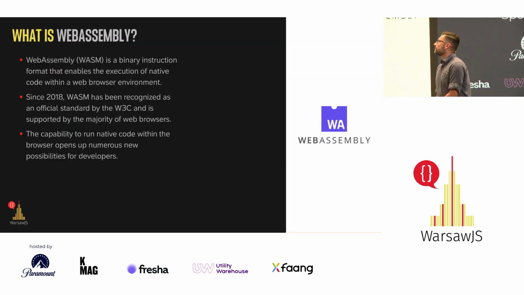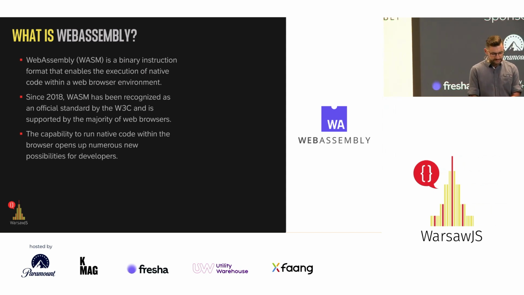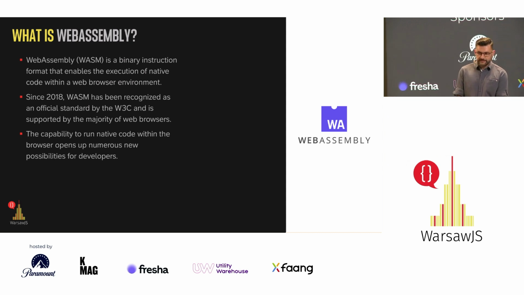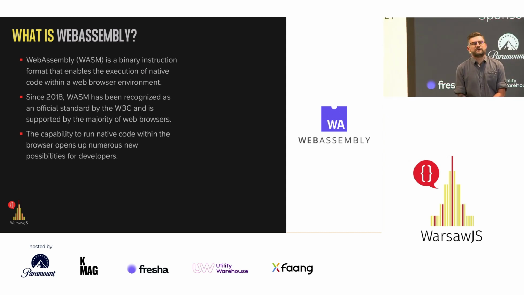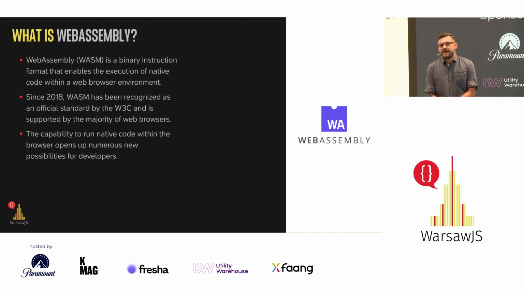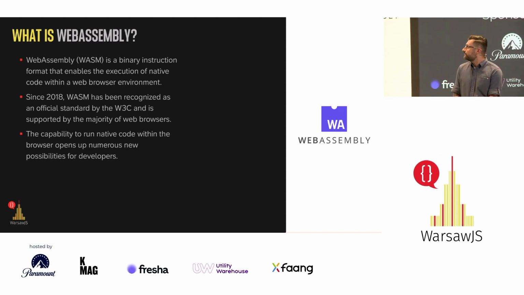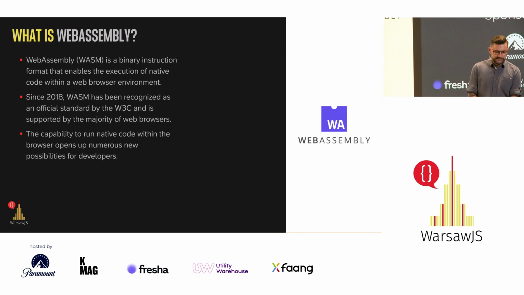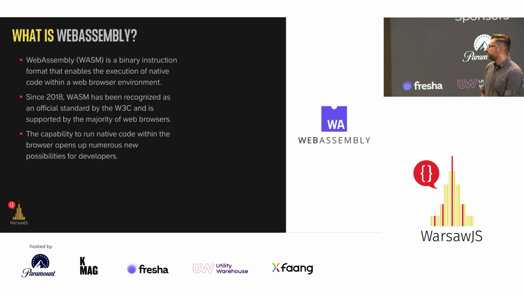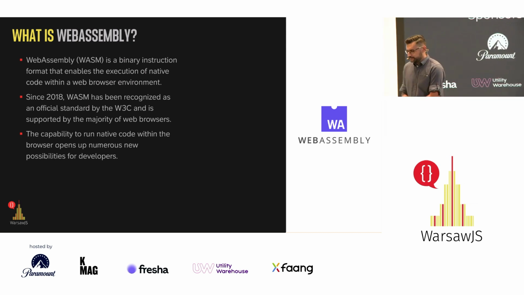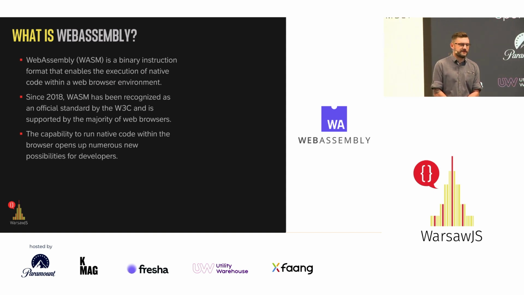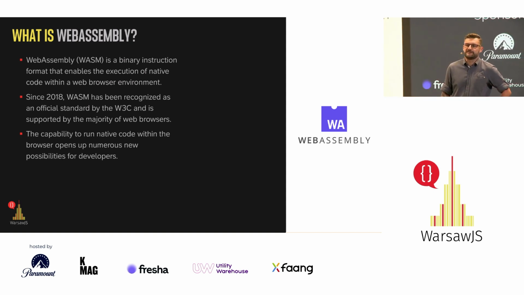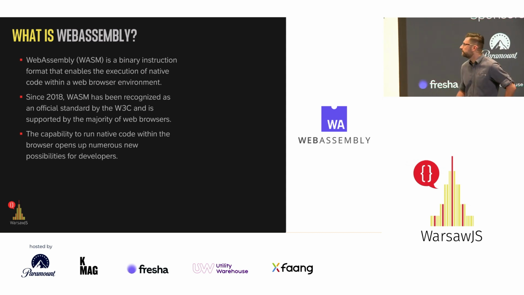What is WebAssembly? This is basically a binary instruction format, and thanks to that we can compile native code, for example C, C++, Go, Rust, and run it in a web environment. Since 2019, WebAssembly is a standard announced by W3C. Since we have this, it opens a lot of new possibilities for developers.